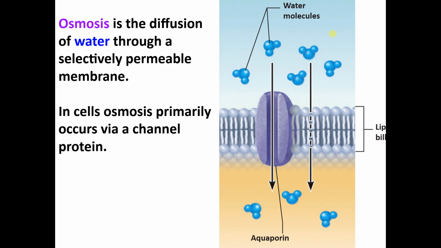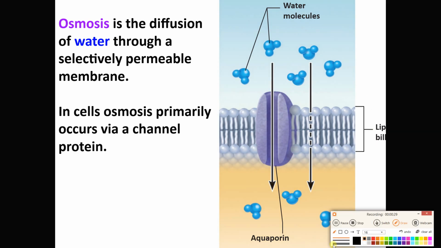Osmosis is the diffusion of water through a semi-permeable membrane. So in osmosis, water is diffusing through a selectively permeable membrane. A selectively permeable membrane, for example, would be our cell membrane, which we see with the phospholipid bilayer here. In osmosis, the diffusion of water molecules, these water molecules go through this channel protein in the cell membrane.